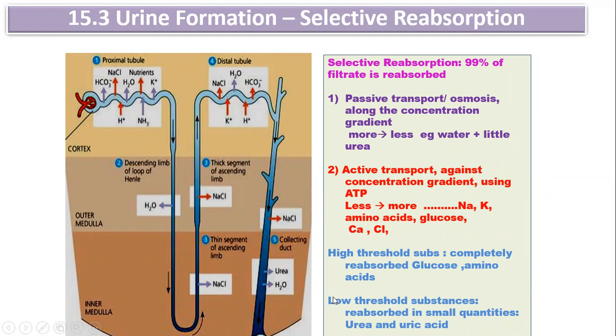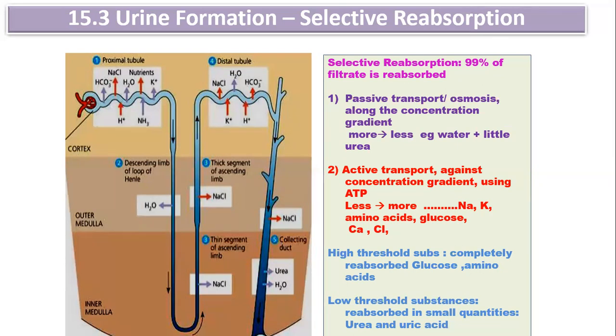Now there are different types of substances. High threshold substances are completely reabsorbed into the blood. Glucose and amino acids, we cannot lose through urine, so they have to be reabsorbed back. These are called high threshold substances. Then there are low threshold substances, which are absorbed in very small quantities. Urea and uric acid can be absorbed in small quantities, so they are called low threshold substances.